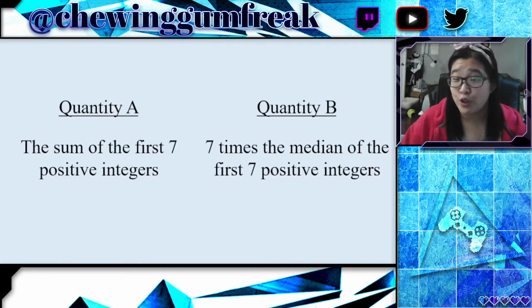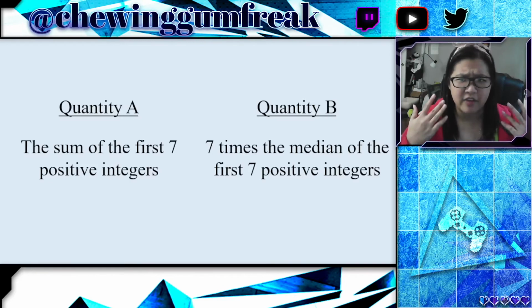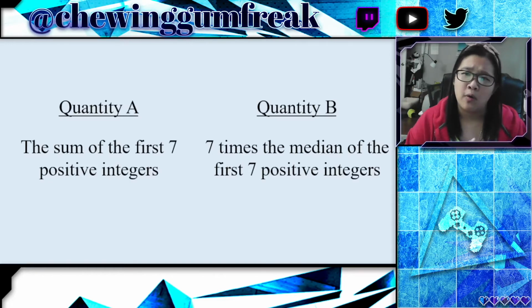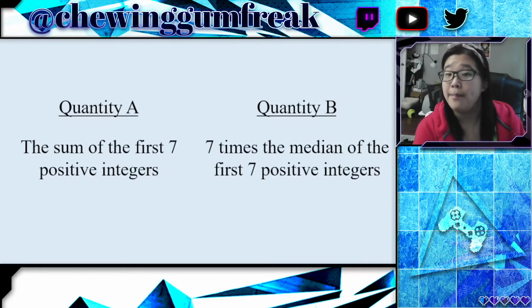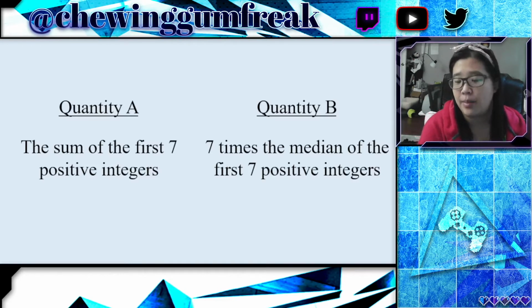We can go to a next question as well. So for this one, we just have two quantities. So here, quantity A says the sum of the first 7 positive integers, and quantity B is 7 times the median of the first 7 positive integers.